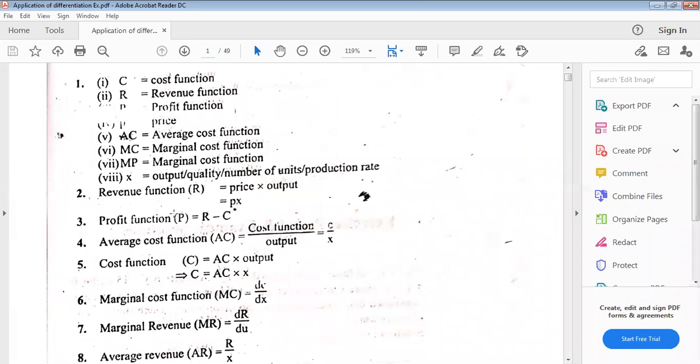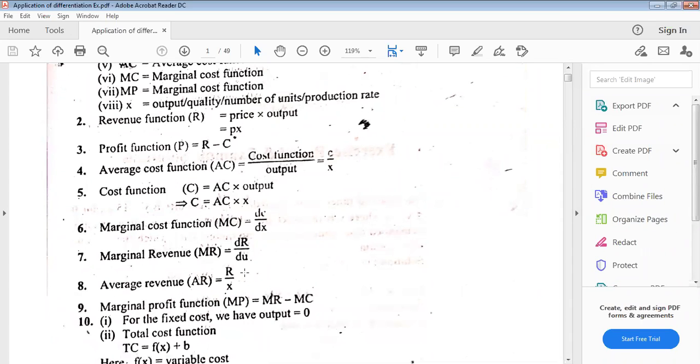Now we can find the profit function by subtracting cost from revenue. That means profit P equals R minus C. Similarly, the average cost function is found by dividing the cost function by the number of units, output x. That means average cost equals C divided by x. Now cost function C equals the average cost function multiplied by x. If we multiply the output by the average cost, then we get the cost function.